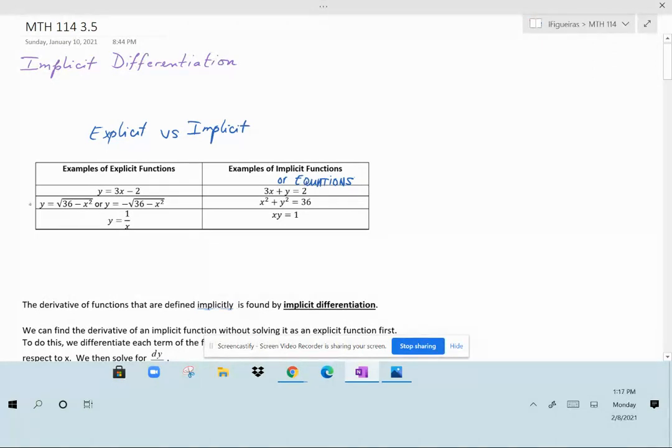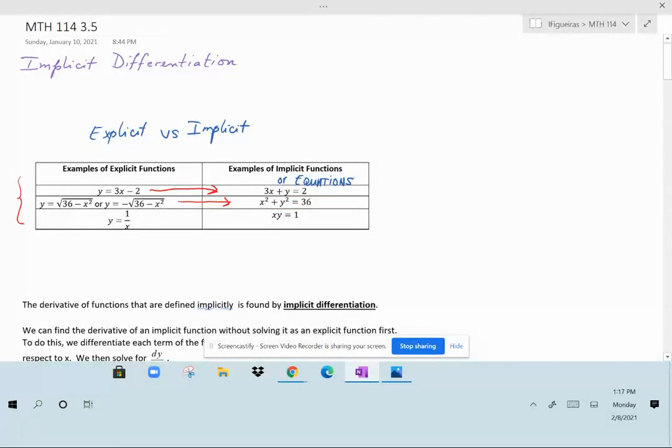So these are examples of explicitly defined functions and their corresponding implicitly defined functions or equations. The linear equation y equals 3x minus 2 can be expressed as 3x minus y equals 2. The two radicals, y equals the square root of 36 minus x squared, or y equals negative the square root of 36 minus x squared, as an implicitly defined equation, is x squared plus y squared equals 36.